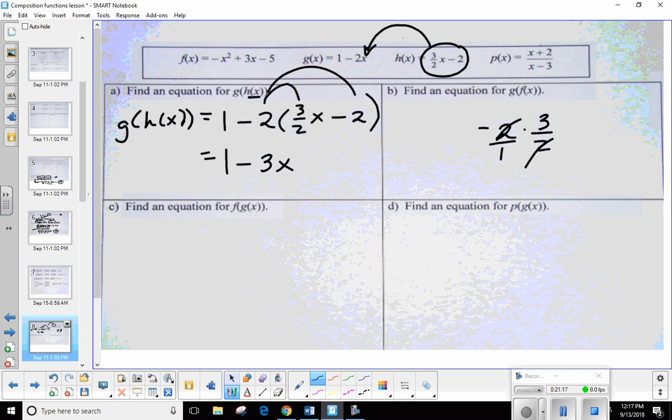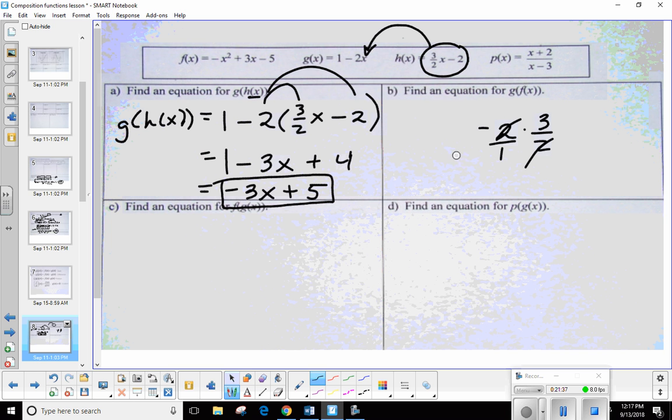But now what's negative 2 times negative 2? Plus 4, okay? And the only thing I can combine now are going to be my constants. So it looks like I'm ending up with a linear function: negative 3x plus 5. And there we go.